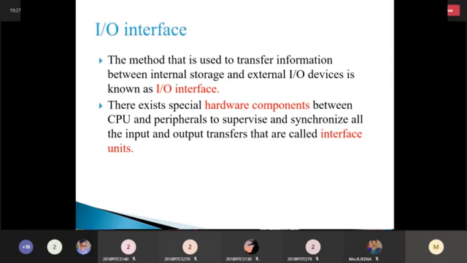So the method which is used to transfer information between the internal storage and the external input-output device, we are telling that as an input-output interface. So interface in the sense which is in between. So in between this input-output device, we are telling that method of transformation as input-output interface. So there exist special hardware components between CPU and peripherals to supervise and synchronize all the input and output transfers. So that one we are telling as an interface unit.